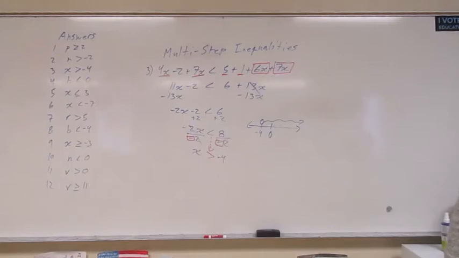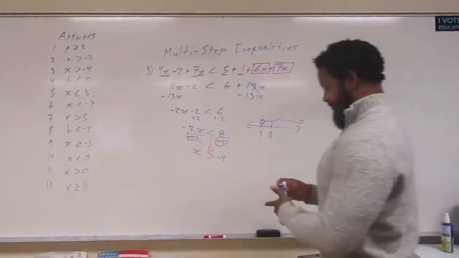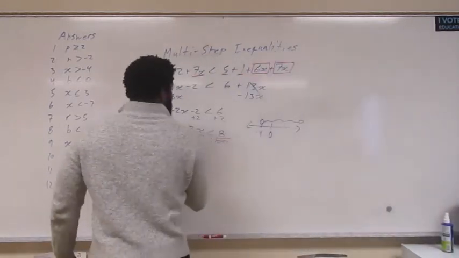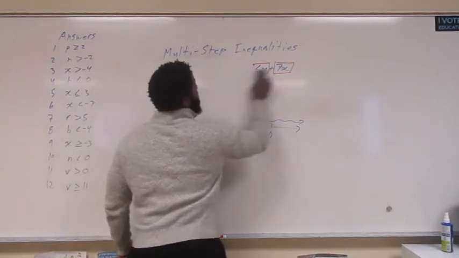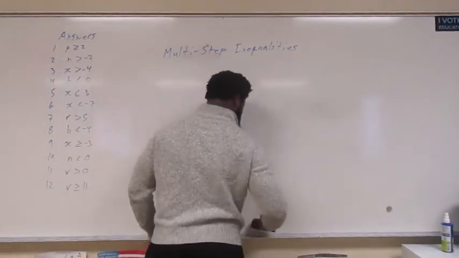Y'all good? Yeah. You sure? All right. Don't worry, it's gonna get harder. Number 5. I figured. Distributive property.